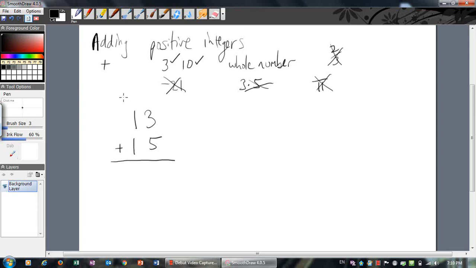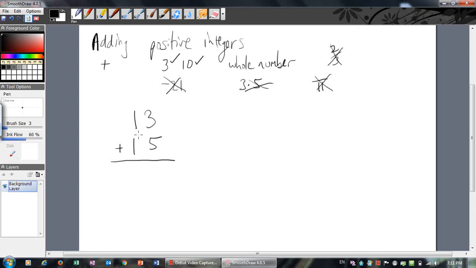So adding 13 plus 15, we need to arrange it so that the ones columns are above each other. The 3 is in the units column, the 5 is in the units column, and the 1s are in the tens column. So we need to stack them on top of each other so that they all match up together. This is an easy example. And then we add up the units column, and then we add up the tens column.